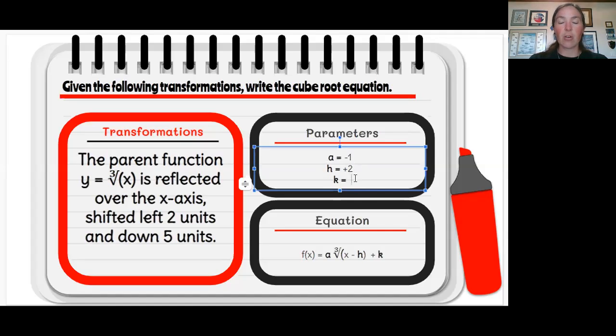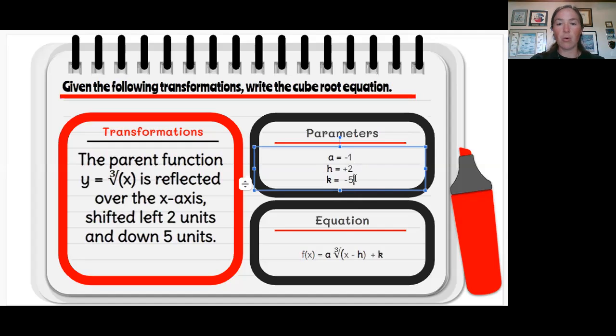The last thing is our k value. Remember, that's our vertical, our up and down. In this case, it says the graph was shifted down 5. Well, that's exactly what you think. If you're in the middle and you go down, that goes into negative numbers. So this would be -5.